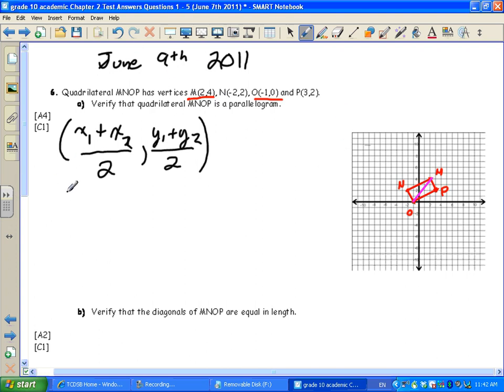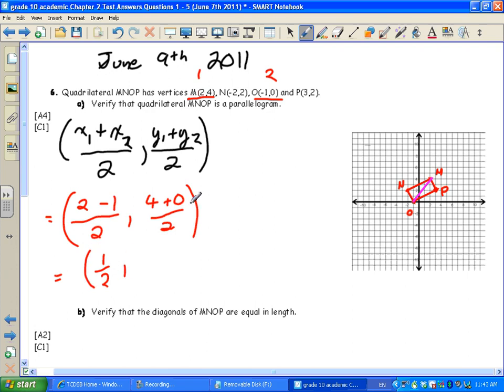Okay. All right, so let's start doing this. We'll do this one in red. X1, which we'll call M, and O is 2. X1 is 2, and x2 is -1 divided by 2. y1 is 4, and y2 is 0 divided by 2. 2 subtract 1 is 1 over 2. And 4 plus 0 is 4. 4 divided by 2 is 2. So our midpoint is a half. So x is a half, and y is 2. You could have also written that as 0.5 and 2 if you like, okay?